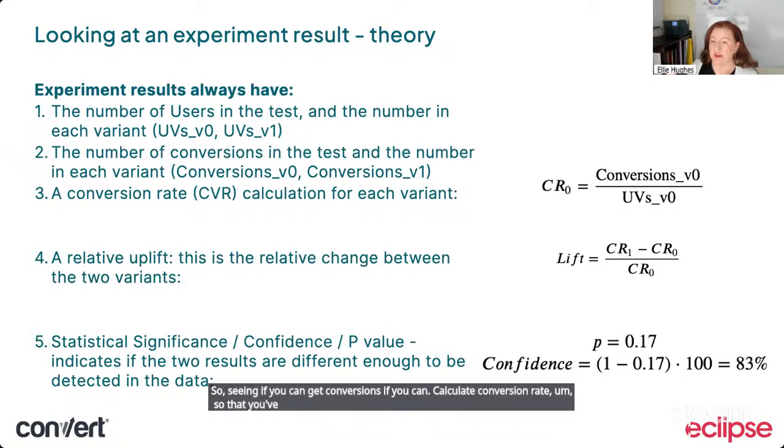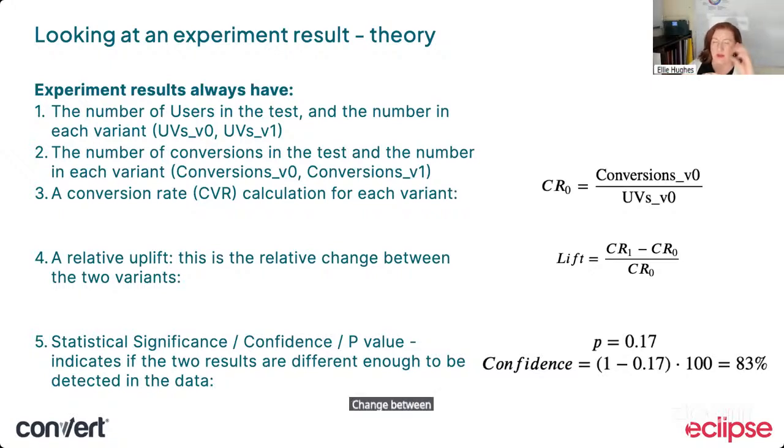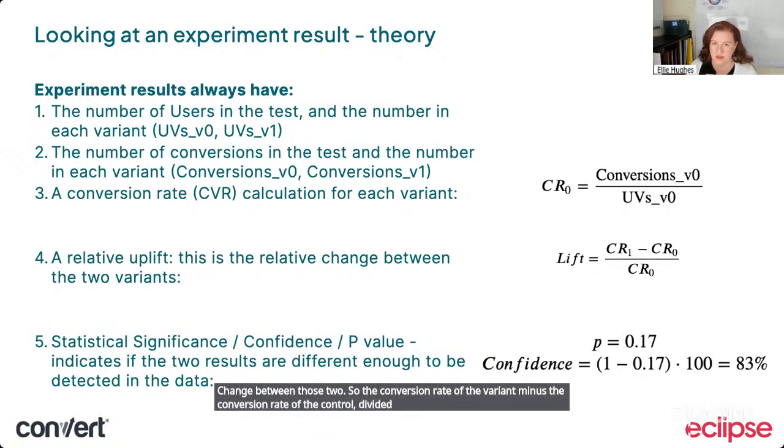If you can, calculate conversion rate, so that you've got your conversion rate for each variant, and then the lift is the relative change between those two. So the conversion rate of the variant minus the conversion rate of the control divided by the conversion rate of the control, and that will give you your relative uplift.